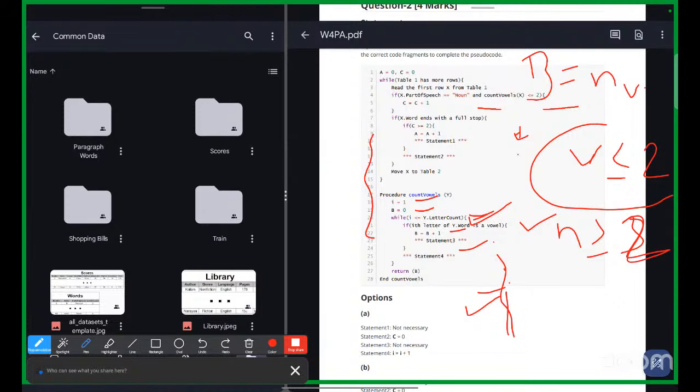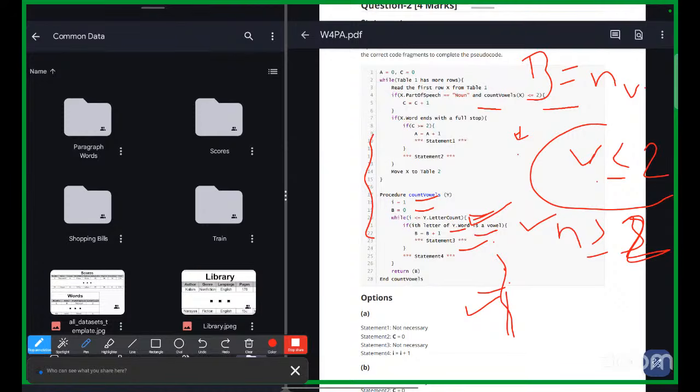And in statement 3, we don't need anything, right? Because we just need to check whether the number of vowels is less than or equal to 2 or not. And B is actually counting the number of vowels in a word. So this is fine. We don't need anything here.